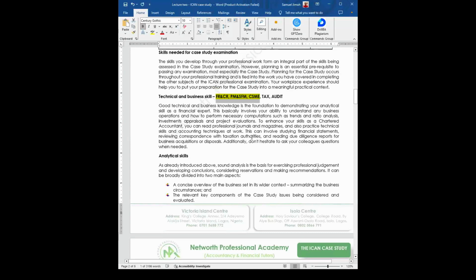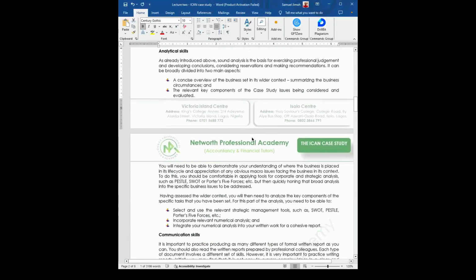So this technical skill will help you in coming out with evidences on which you will base your conclusion and recommendations. They will help you to come out with facts on which you will base your conclusions and recommendations. The other skills are analytical skills.